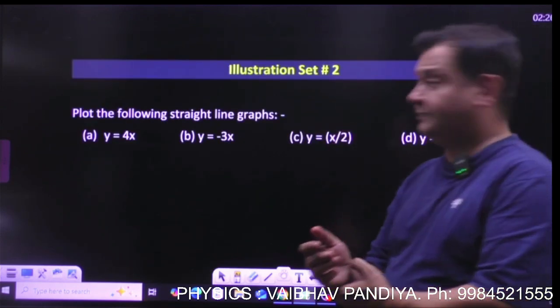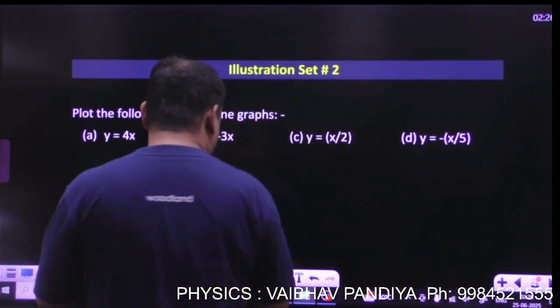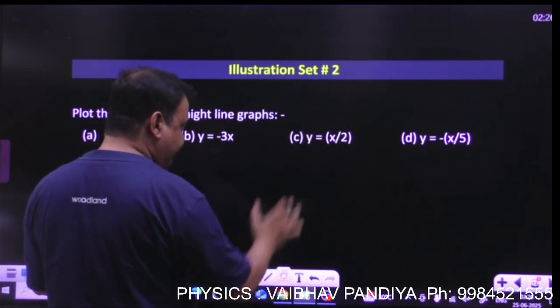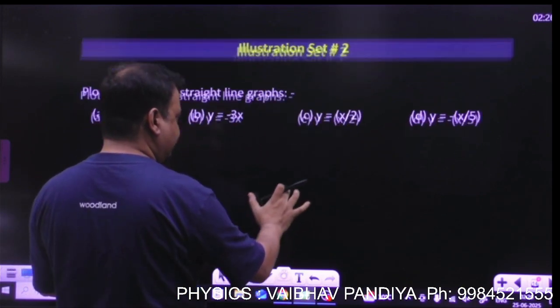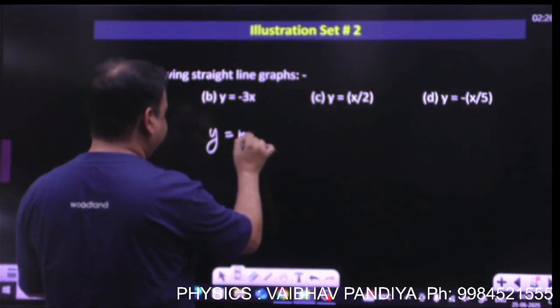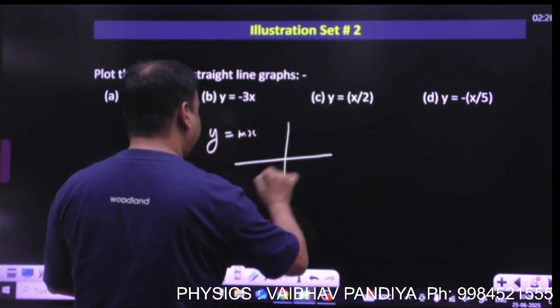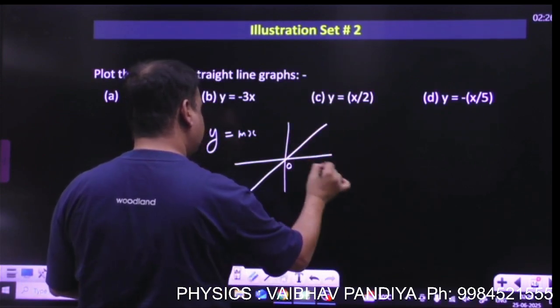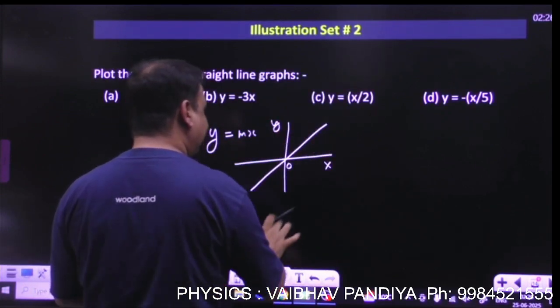Now see these kind of graphs. In these kind of graphs, the single constant term is missing, correct? Whenever we have a form like this, it means the graph passes through the origin, correct? Either upward or downward depending on the slope.